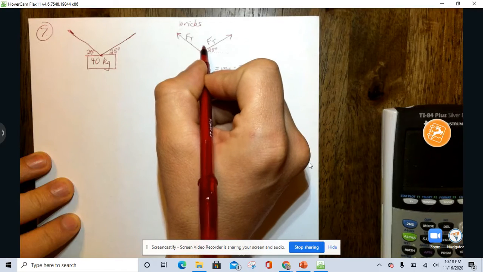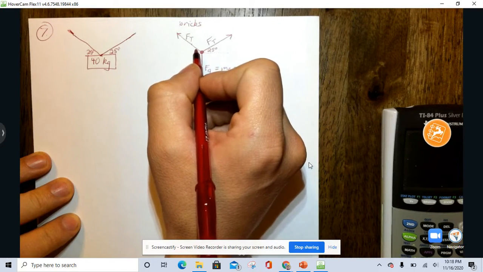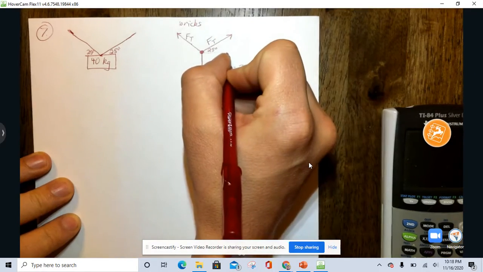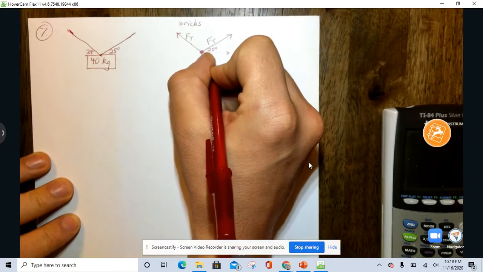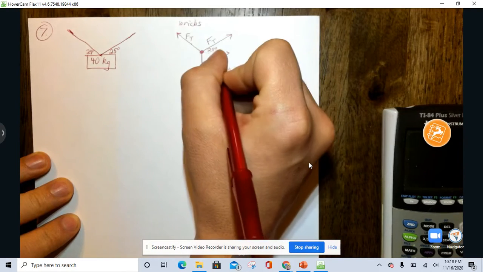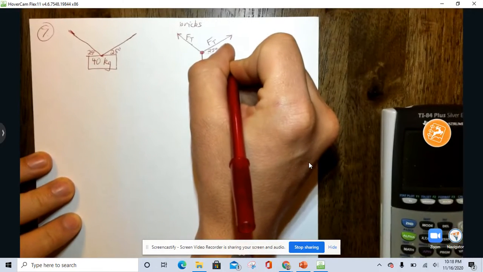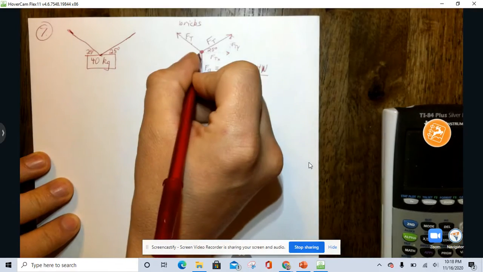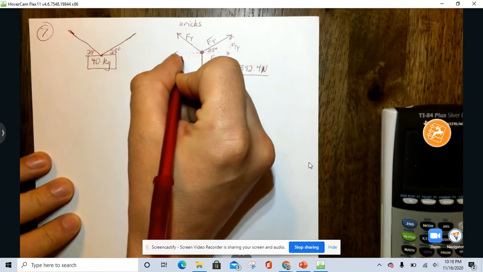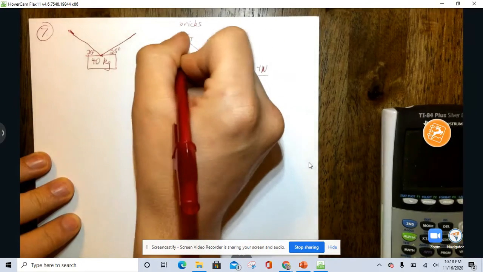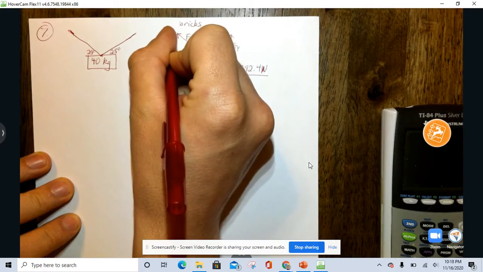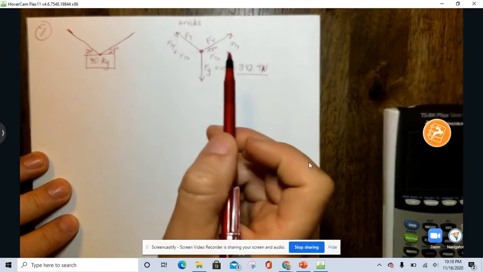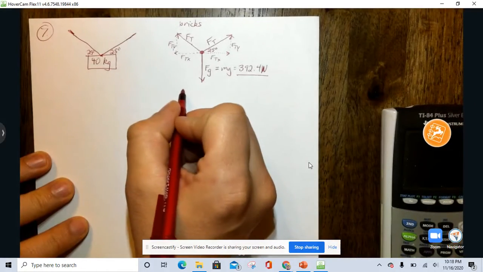Now, if this were a 90-degree angle here, we might be looking at a different story, but this is not a 90-degree angle, so we're going to need to break down both of these forces. And they're symmetrical, so that's going to work out okay. We've got FTX, and we've got FTY. Same thing on this side. FTX. We've got FTY.